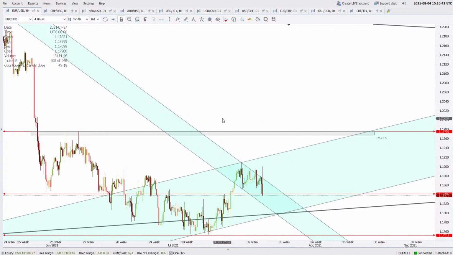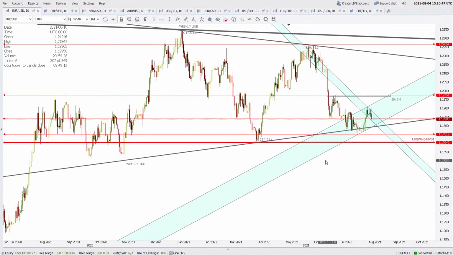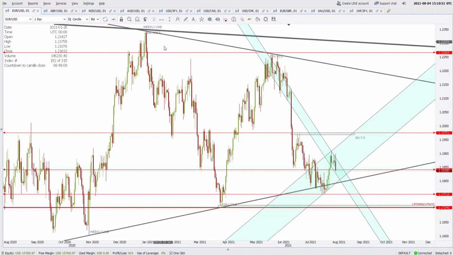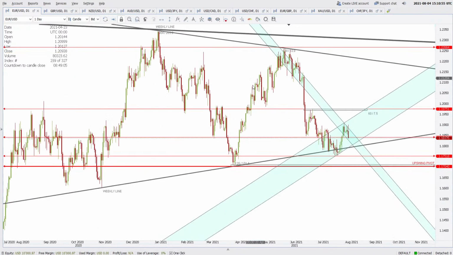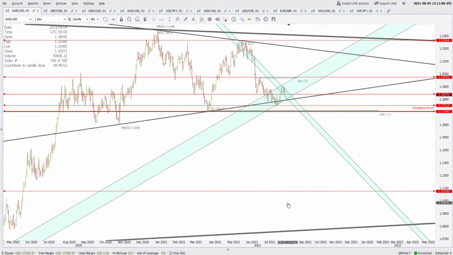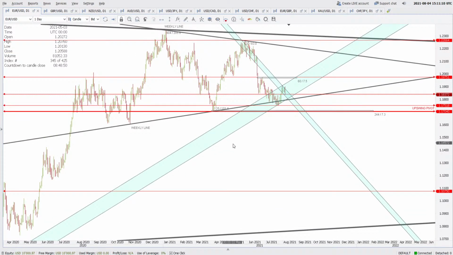But first of all you have to measure the structure of the market. So this is the market structure as of now. The market is trading between these two symmetrical triangle lines. Okay, symmetrical lines, weekly lines. But if the price fails to hold this 1.1704 region, then the price will start its downtrend, because the structure of the market will become a downtrending structure.